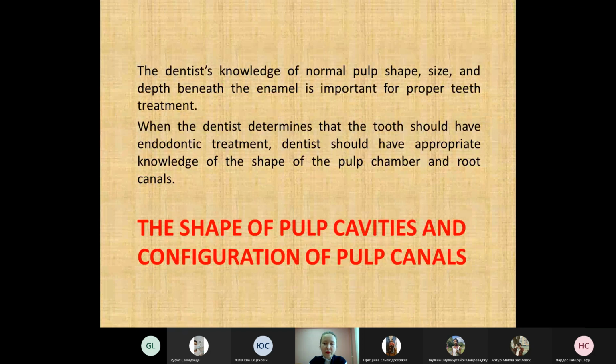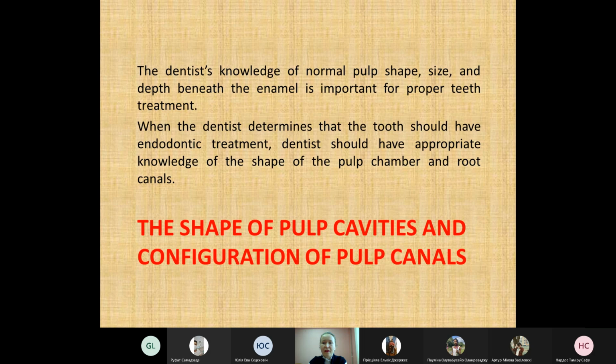Right now we move to the question of the shape of pulp cavities and configuration of pulp canals. The dentist's knowledge of normal pulp shape, size and depth beneath the enamel is important for proper teeth treatment. When the dentist determines that the tooth should have endodontic treatment, he should have appropriate knowledge of the shape of the pulp chamber and canals in particular.